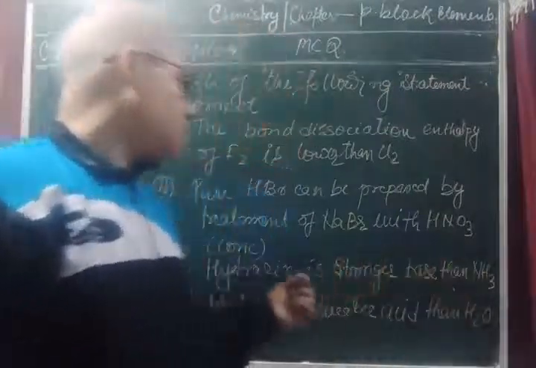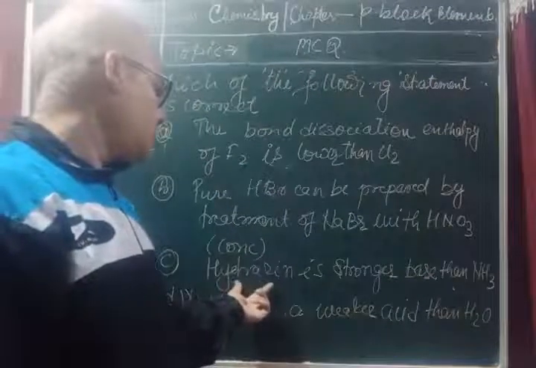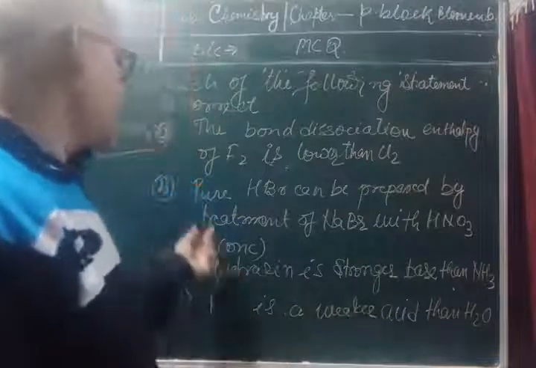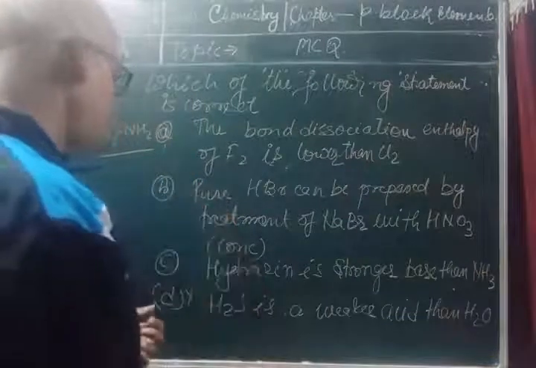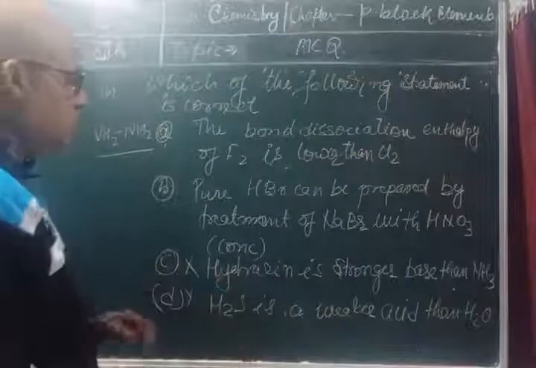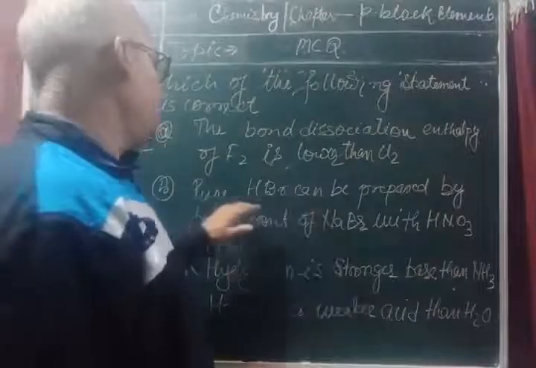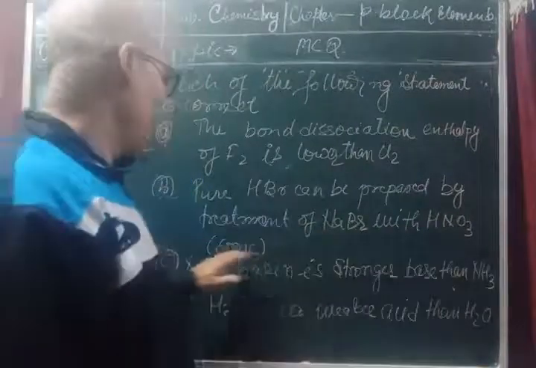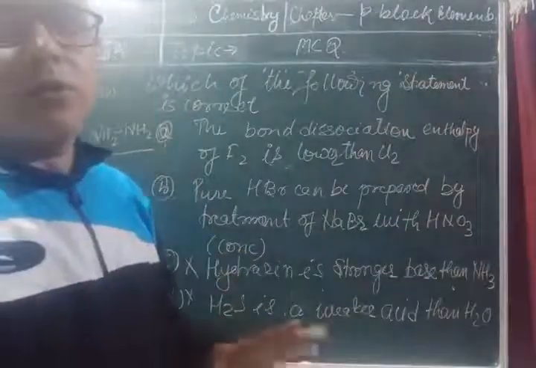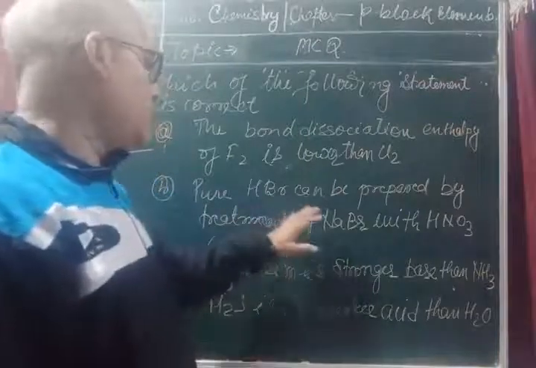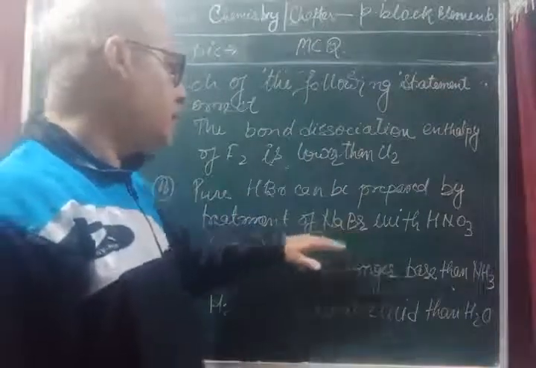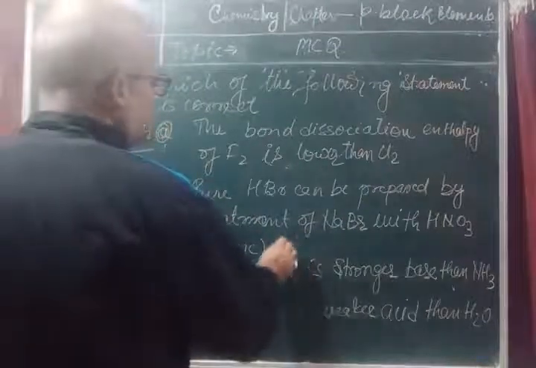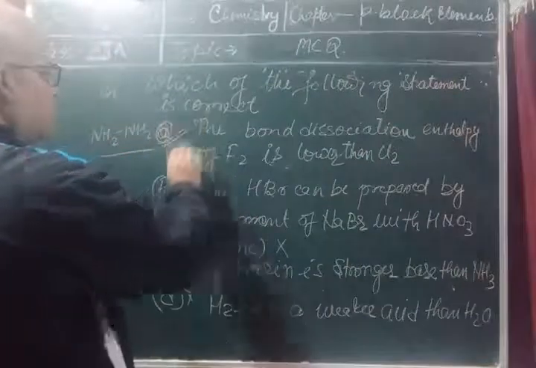NH3 can donate its lone pair more easily in comparison to the hydrogen. Okay, now see the third option. This one is also wrong. Pure HBr can be prepared by the treatment of NaBr with HNO3. This is also wrong. It is impossible to prepare HBr from NaBr and concentrated HNO3. Okay, thus one option is remaining.